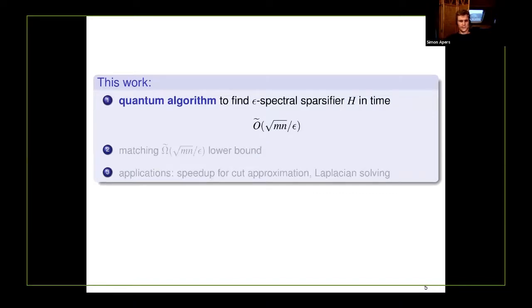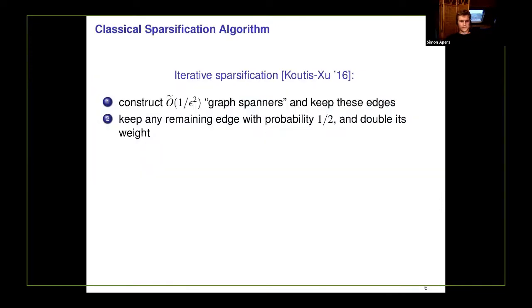In this talk, I'll mainly zoom in on the quantum algorithm that we developed. To do so, I'll start by talking about the classical sparsification algorithm that we took inspiration from, by Koutis and Xu. In step 1, they constructed a near constant number of graph spanners. Graph spanners are combinatorial objects, which you can think of as a somewhat more refined notion than spanning trees. Spanners not only preserve connectivity, but also approximately preserve distances in the graph. These are well-studied objects, and they show that if you construct these, you get the most important edges in the graph.